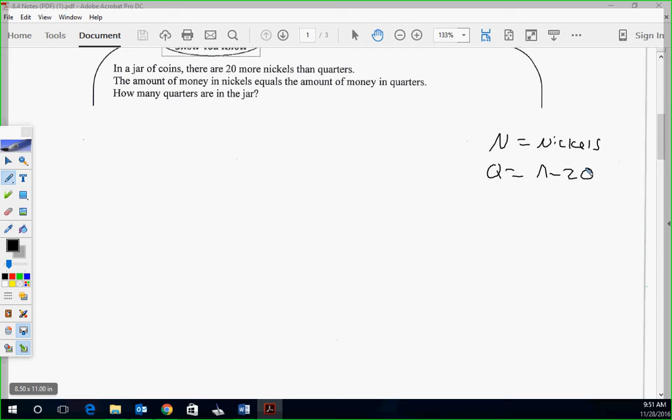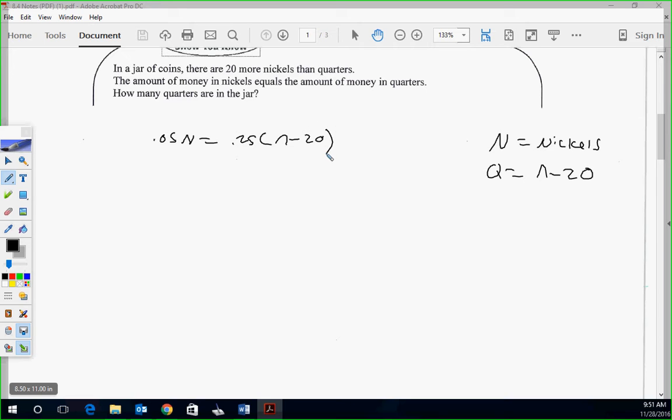So it's more nickels than quarters. So nickels minus 20 would equal quarters, because if I add the 20, that's Q plus 20. Does that make sense? Because there are more nickels than quarters, right? All right, so then our setup would be 0.05n equals 0.25(n minus 20). Very similar to the last problem.